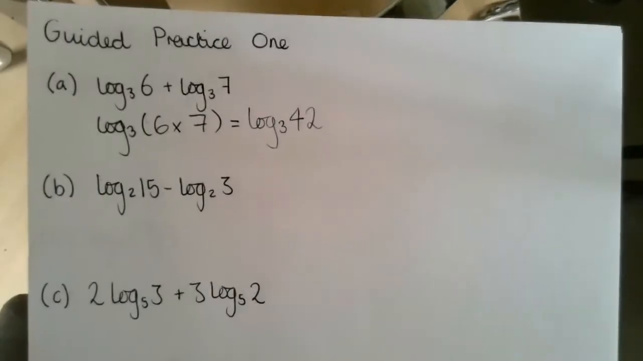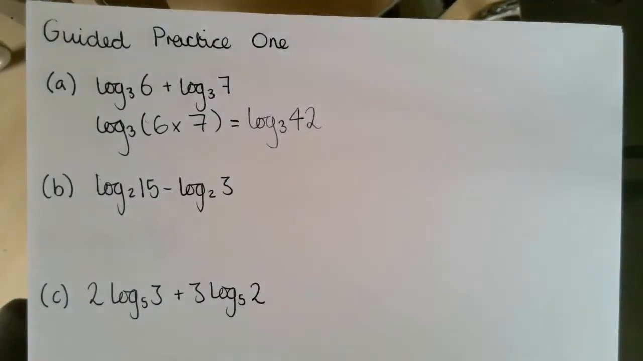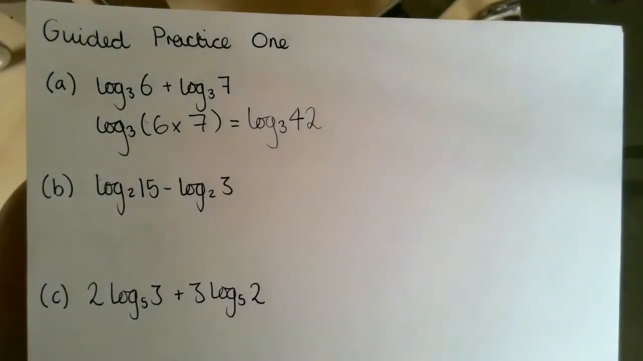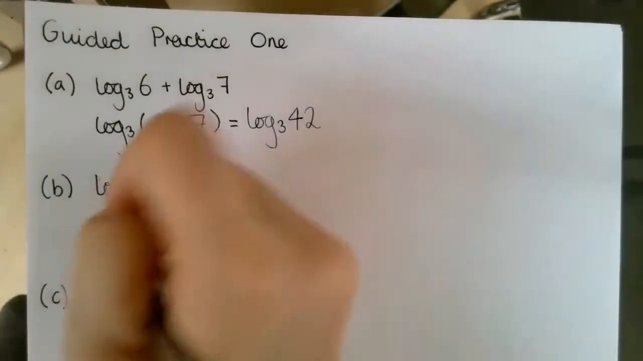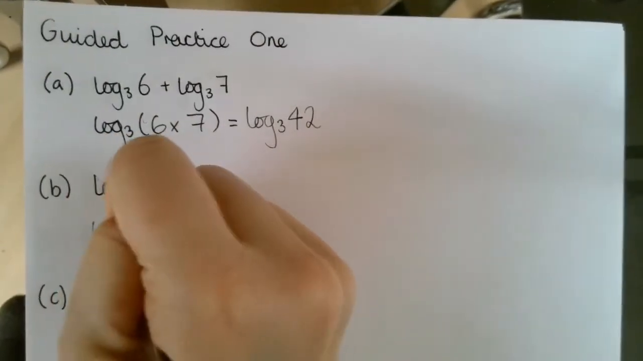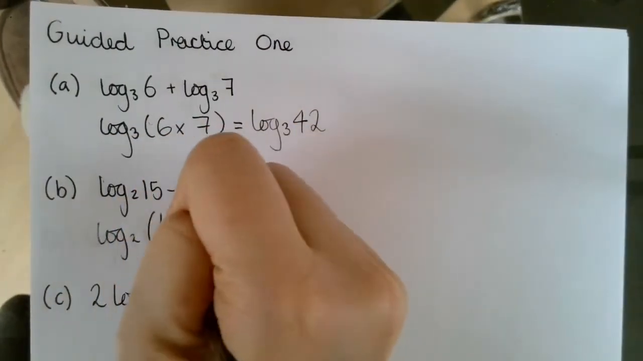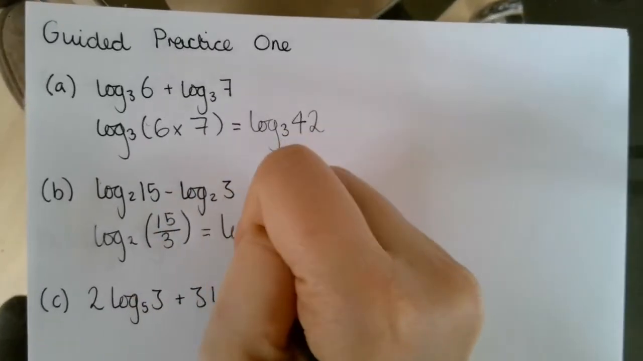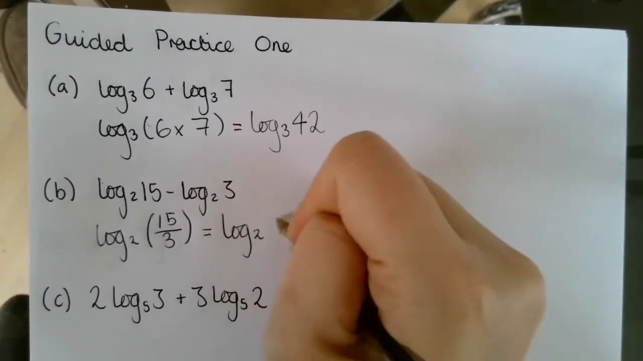For the next one, we're going to use the division law. Again, the reason why we're able to use the division law is because they've got the same base there. They've got a base of 5. So we're going to do log base 5 of 15 divided by 3. So that's log base 5 of 5.